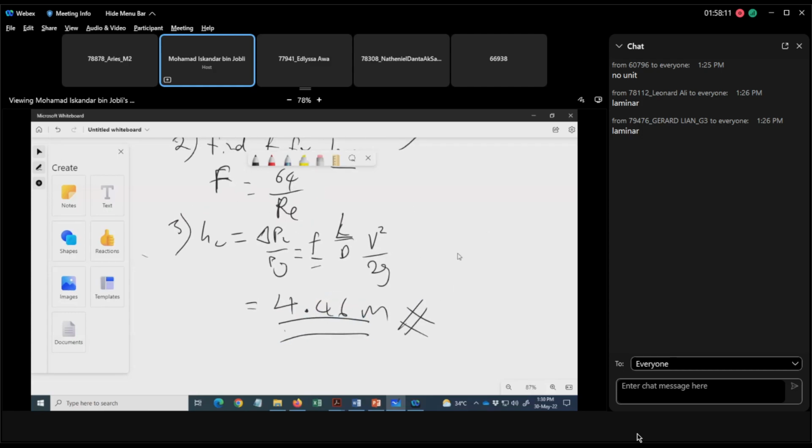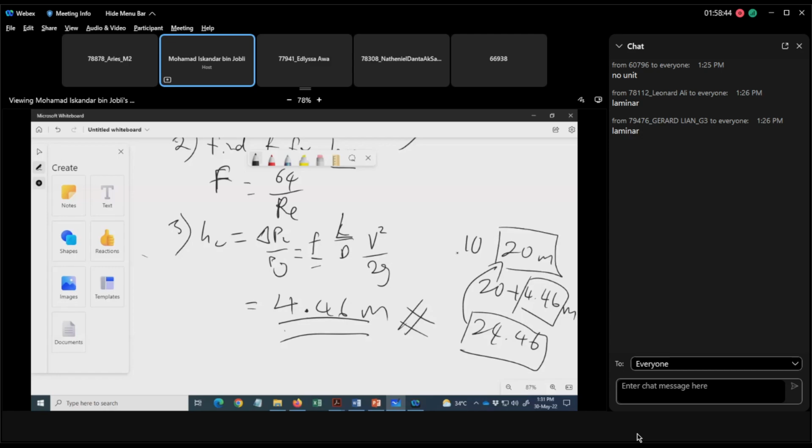If we were to pump to a height of about 20 meter, let's assume it's 20 meter, then instead of supplying the water to 20 meter, you have to supply to 20 plus 4.46. Otherwise, it won't go up to 20 meter. So it becomes 24.46. In order to pump to 20 meter, you have to add 4.46 more. Without knowledge of this, if you intend to pump 20 meter, you would end up pumping the water to just about 15 meter, due to friction. This is basically what it means. This is the losses.